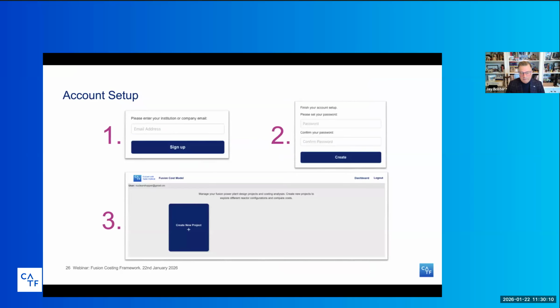a couple of account setup pages there. So you'll get your email address in, password, and from that point, it will take you into the model where you can begin to actually create a new project. And Chris Rostad is going to walk you through that. But before we turn it over to Chris, go to the next slide, Jack.